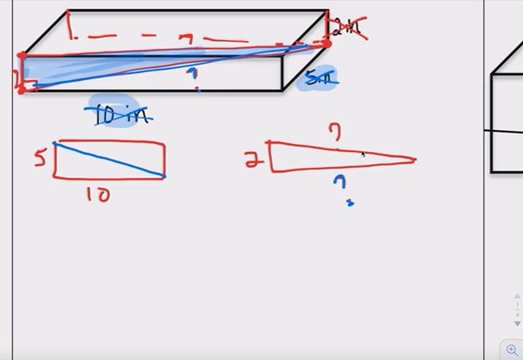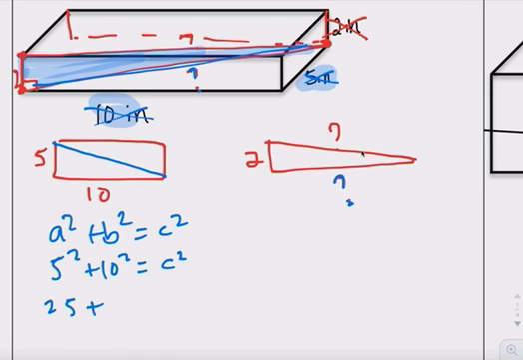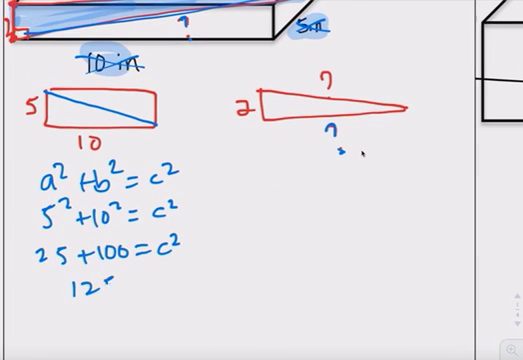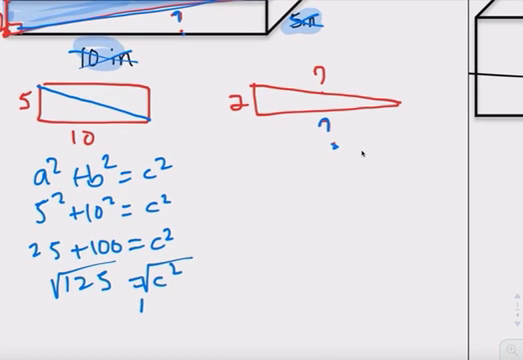And we got all 3 numbers. We've used up all 3 numbers, so our triangle is good. A squared plus b squared equals c squared. 5 squared plus 10 squared equals c squared. 25 plus 100 equals c squared. 125 equals c squared, the square root. C is equal to the square root of 125.